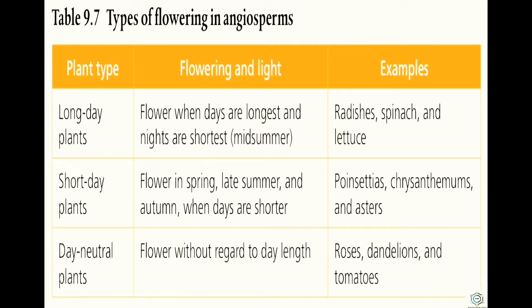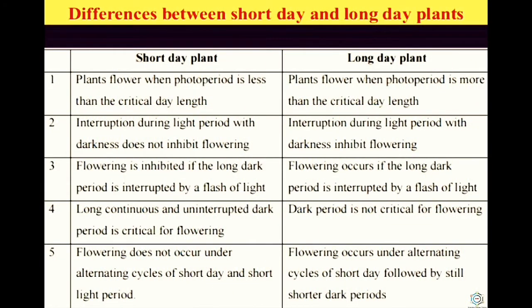Now, types of flowering in angiosperms. Long day plants flower when days are longest and nights are shortest, that is in midsummer, and the examples are radish, spinach and lettuce. Short day plants flower in spring, late summer and autumn when days are shorter, like poinsettias, chrysanthemum and asters, and the day neutral plants flower without regard to day length, like roses, dandelions and tomatoes.